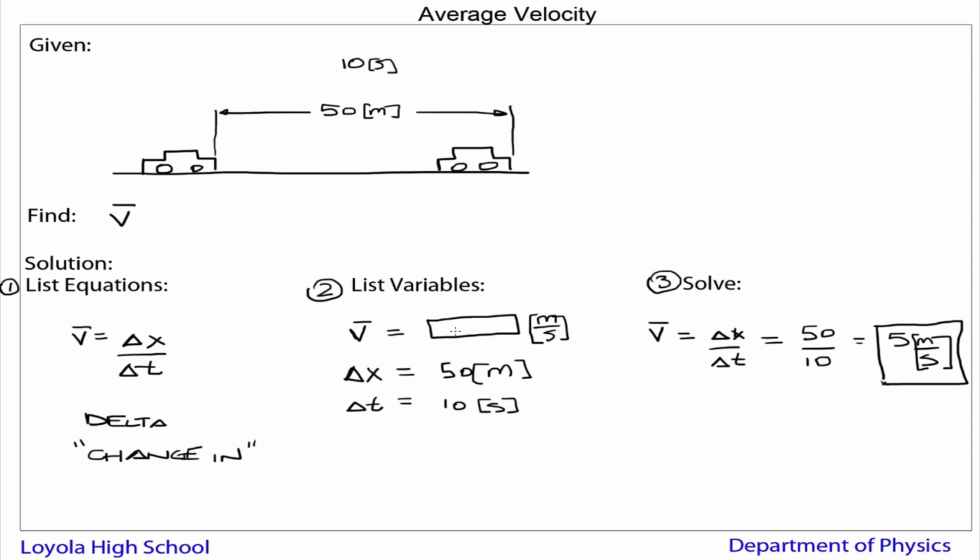The variables, the unknown and the known. If we have an unknown, we put a box. Otherwise, we put the knowns here. And then step three is the math. If you've got the right equation and the right numbers, then any error here is just a mathematical error. Then our final answer with units, and we box our answer. So this is an example of a quantitative type problem using average velocity to demonstrate the types of problems you're going to do in the lab and in the homework.